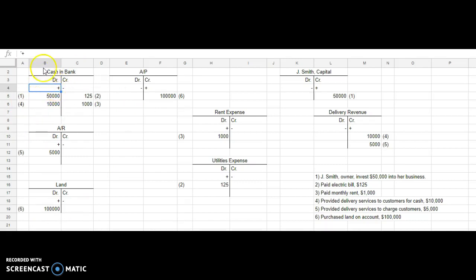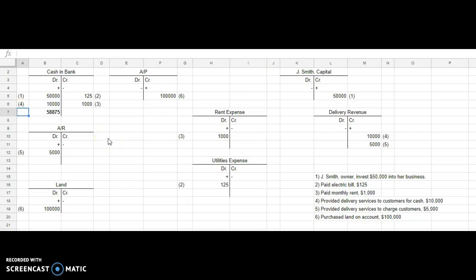side, okay? So for cash and bank, the normal balance should be on the plus side. You always start with the plus side, so you add up whatever is on the plus side and subtract whatever is on the minus side, and hopefully you have something left over. So 60,000 minus 1,125 gives you 58,875, and that's your balance.